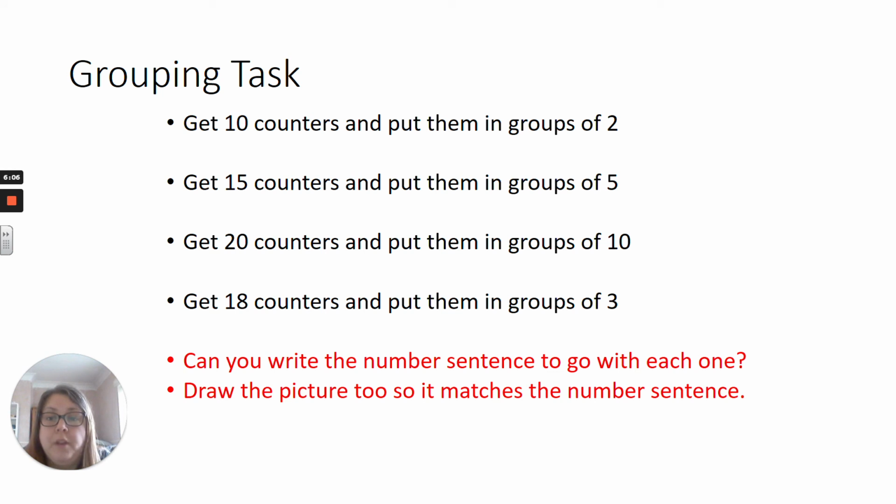So I'll read that again. So you're either going to get or draw 10 counters and put them in groups of 2, 15 counters and put them in groups of 5, 20 counters and put them in groups of 10, 18 counters and put them in groups of 3, and write a number sentence to go with each one.